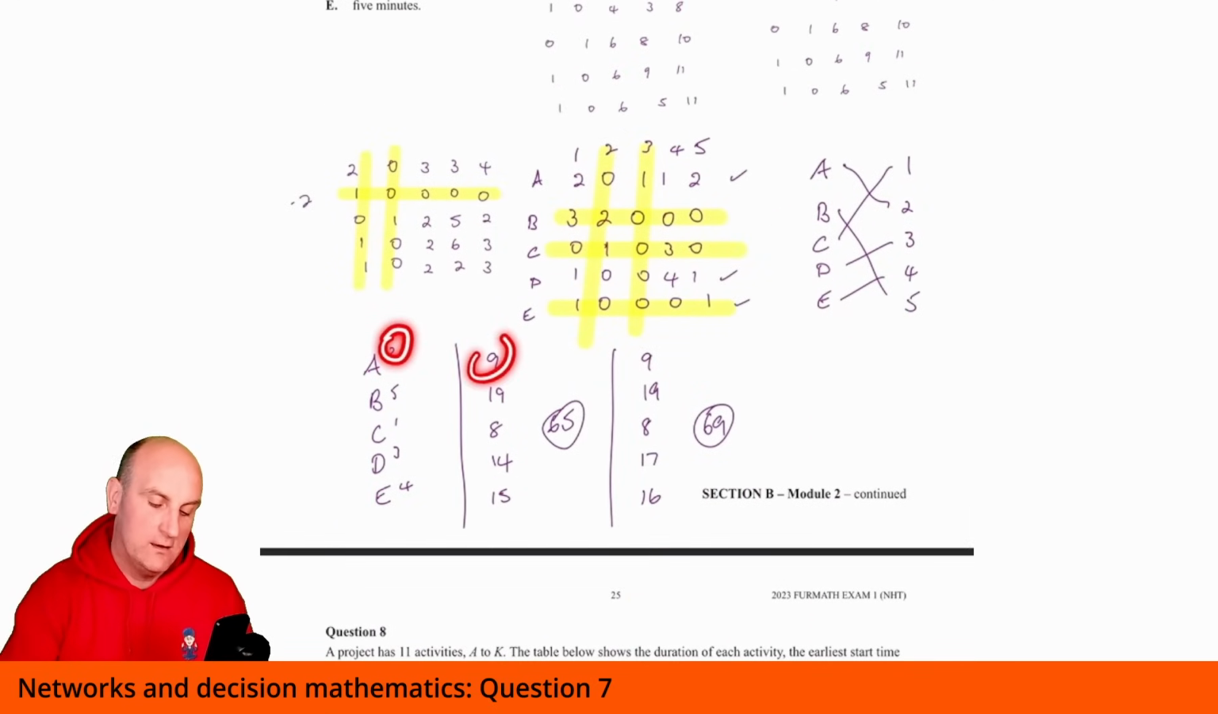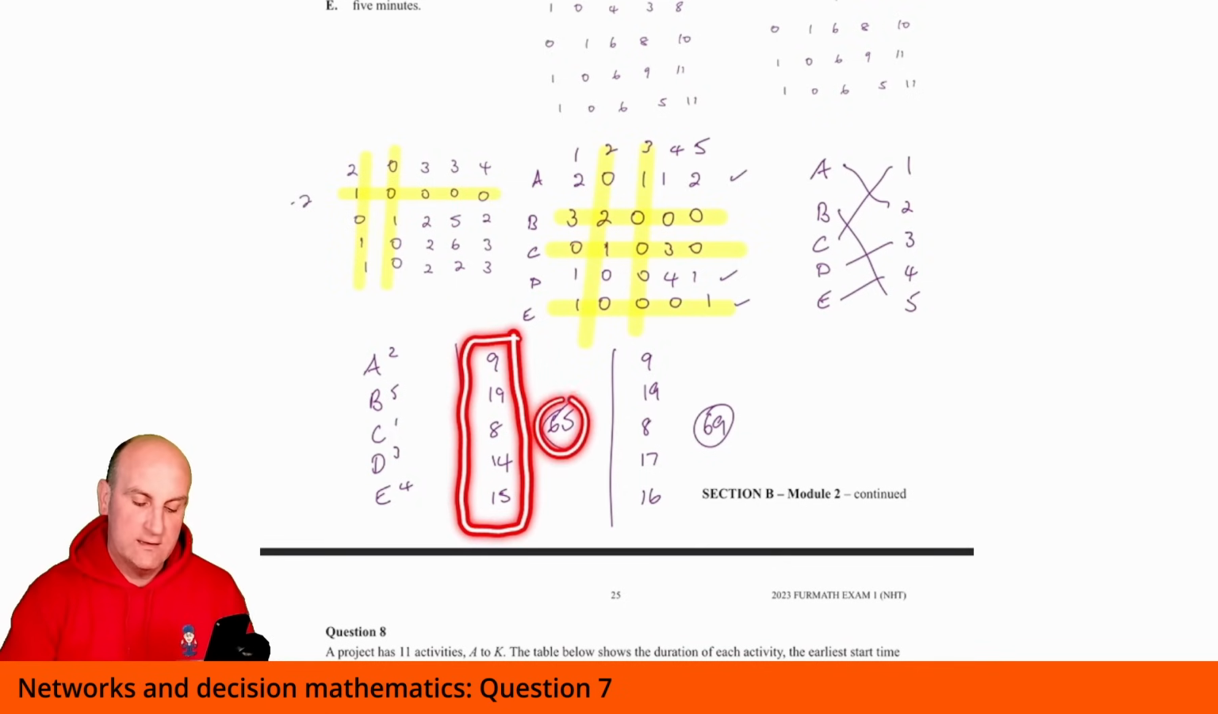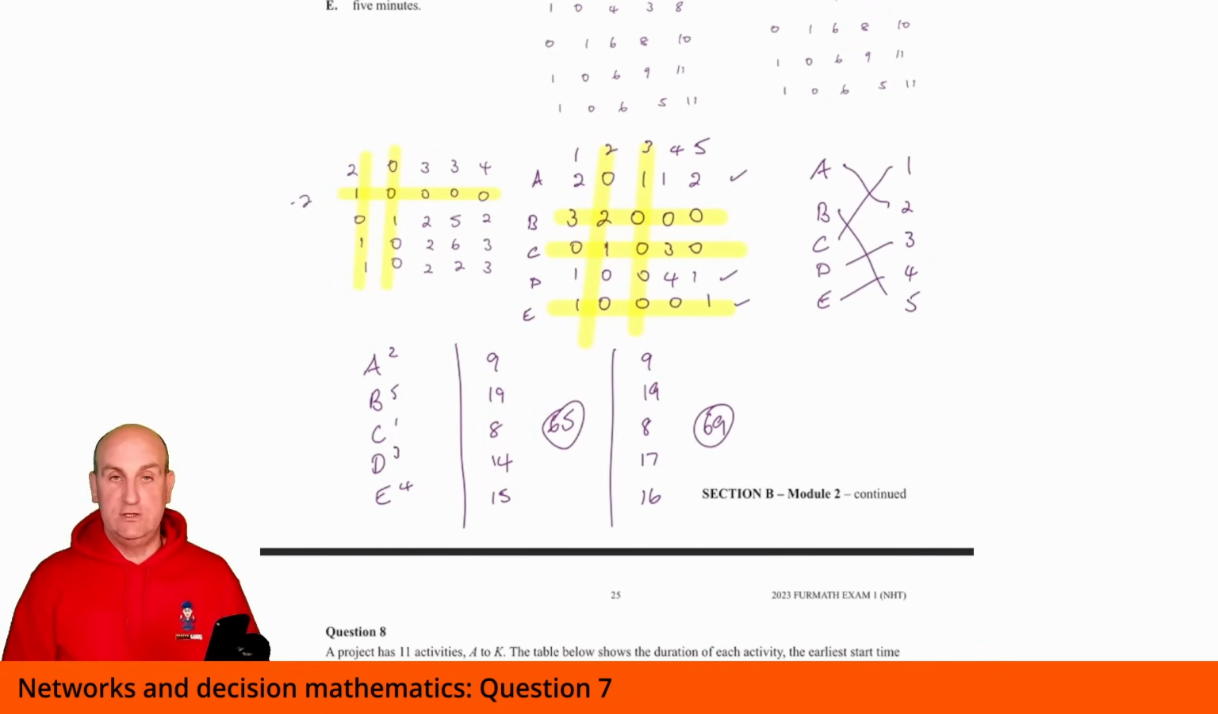task 2 take? 9 minutes if A does it. How long does task 5 take? 19 minutes if B does it. How long does task C take? 8 minutes. I looked down all of these values, added them together, and it told me that the original allocation, if no swaps had taken place, would have taken 65 minutes.